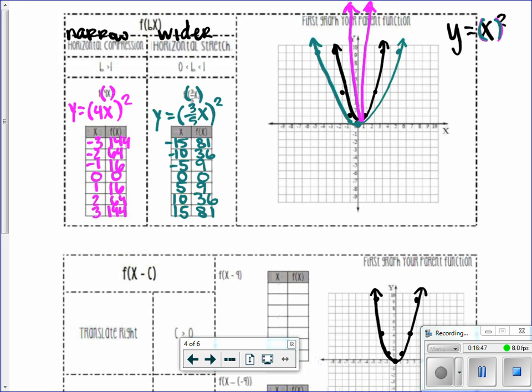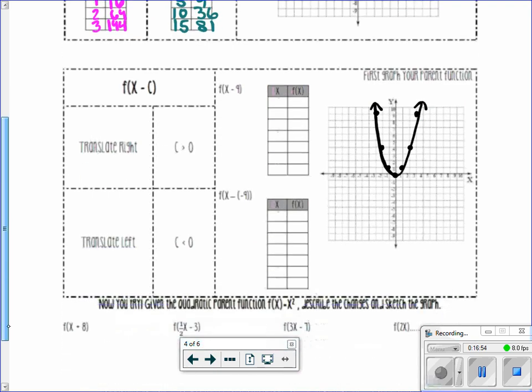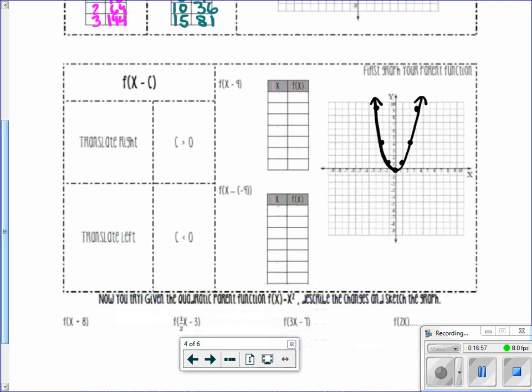Okay. Now for the last one. Horizontal shifting left and right. Who remembers the trick about horizontal shifts? It's opposite. It's the opposite. So on this first one, f of x minus 9, this is really going to go right 9. What about the second one? It's really a plus sign, meaning we're going left 9.